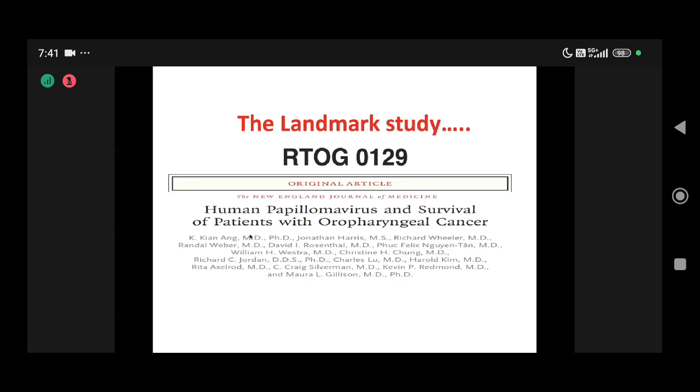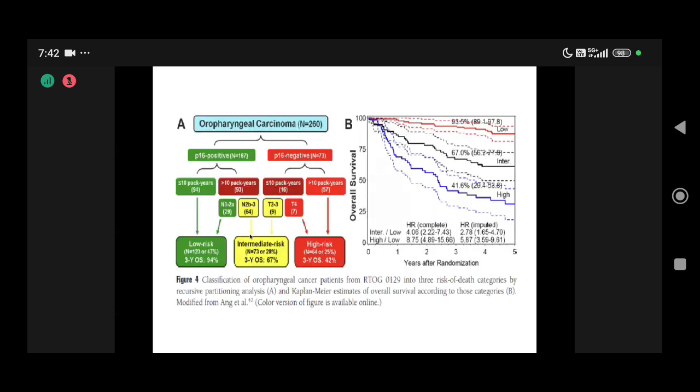You cannot talk about oropharyngeal cancers without the seminal paper which was published by Ang et al. in the New England Journal of Medicine in 2010. This is the RTOG 0129 trial. And this was the first trial which basically told us that oropharyngeal cancer is not one bucket of cancers. There are two separate biologically independent diseases when you talk about oropharyngeal cancers. And these are the HPV-associated malignancies and the HPV non-associated, or what we call the p16-negative oropharyngeal cancers. And why is it important to know about these two? It is because these two behave totally differently.